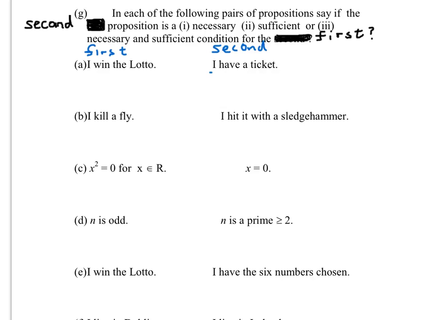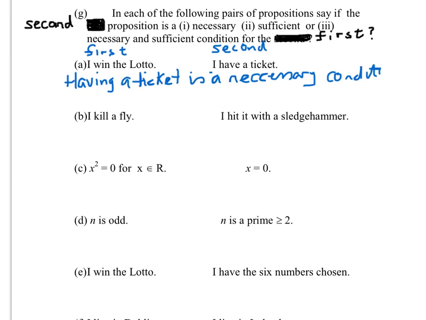Now for part 1, necessary, I ask myself the question, is it necessary that I have a ticket to win the lotto? And of course the answer is yes. So I can write that having a ticket is a necessary condition for winning the lotto.